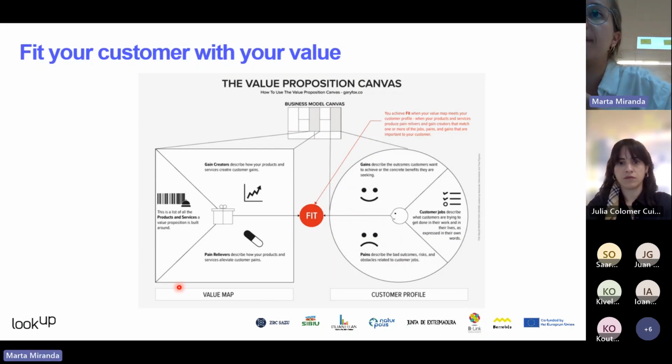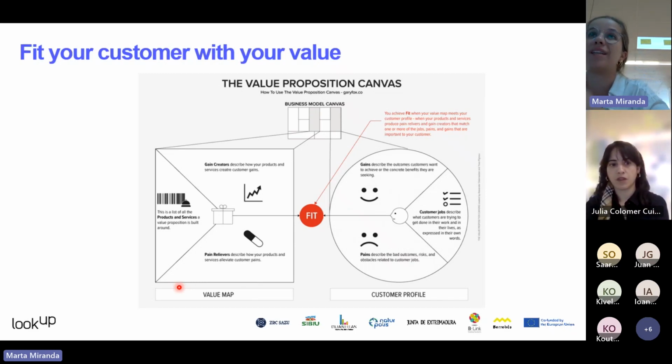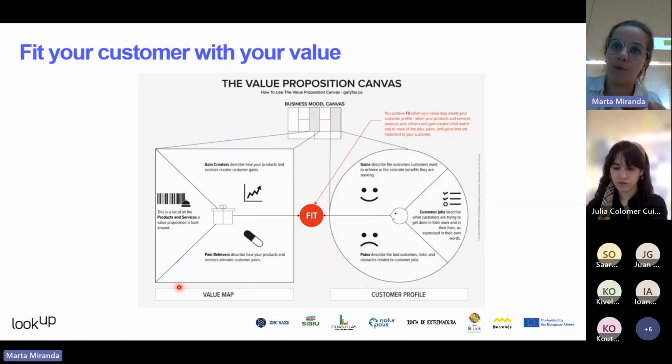We will achieve fit when your value map meets your customer profile. Now, as we can read here, when your products and services produce pain relievers and gain creators that match one or more jobs, pains, and gains that are important for our customers. So it's important to be empathetic with our customer in order to fit our value proposition to them.